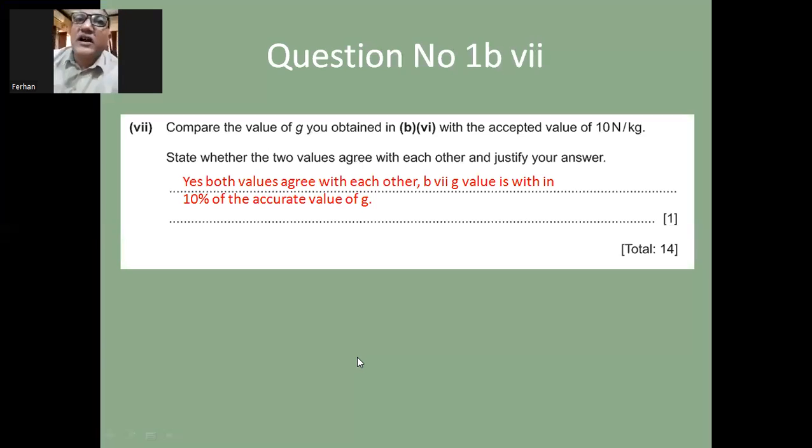Okay, so the next part is compare. The accepted value is 10. Our value is 9.3. So this 9.3 value is close to 10. It's within 10% of the accurate value. So our value agrees with the accurate value. So my answer is yes, both values agree with each other. For B7 part, the g value is within 10% of the accurate value of g. So our answer is right.